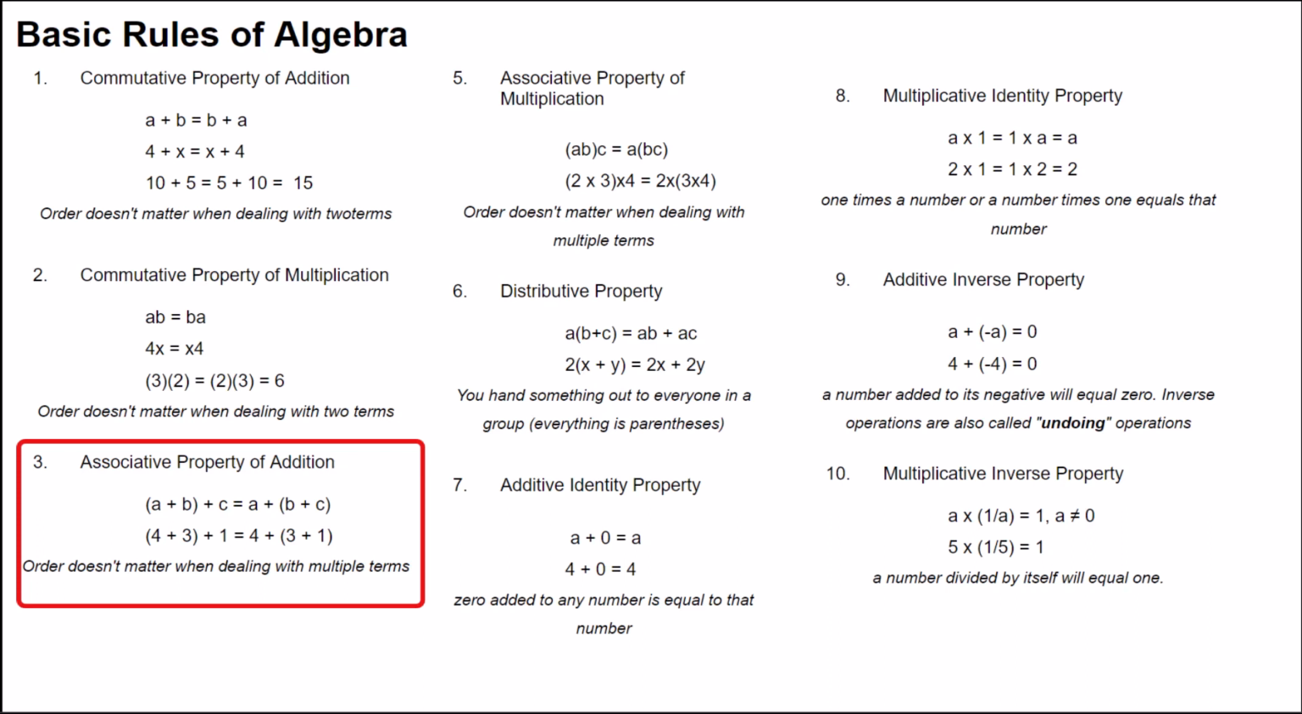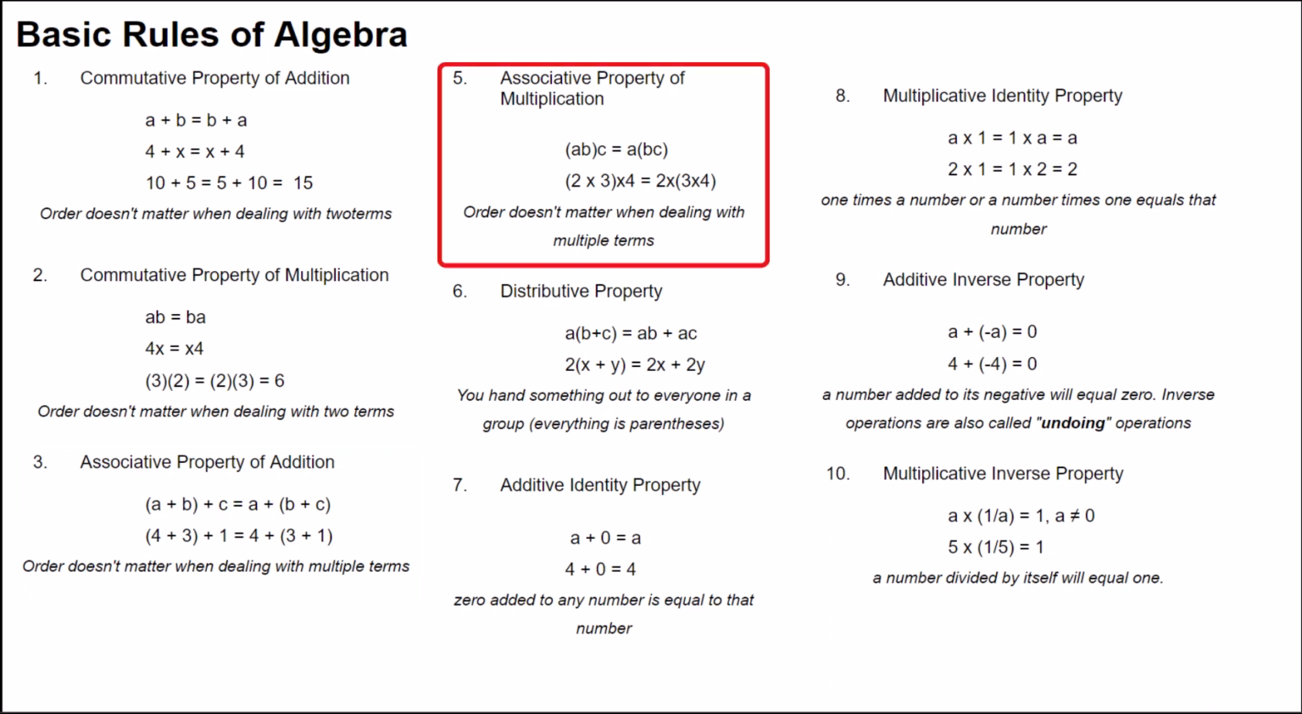That brings us to the associative property of multiplication. Again, a good way to remember this is that order doesn't matter when dealing with multiple terms. For three numbers A, B, and C, you can multiply A and B together, then multiply C, and you'll get the same answer as if you multiply A to the product of B times C.